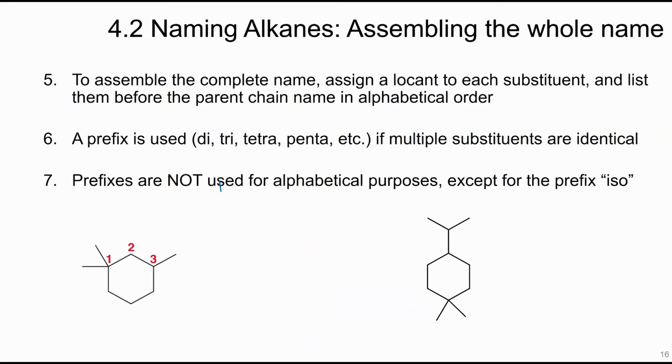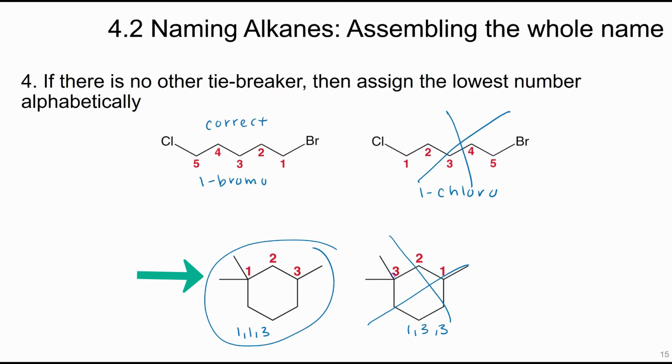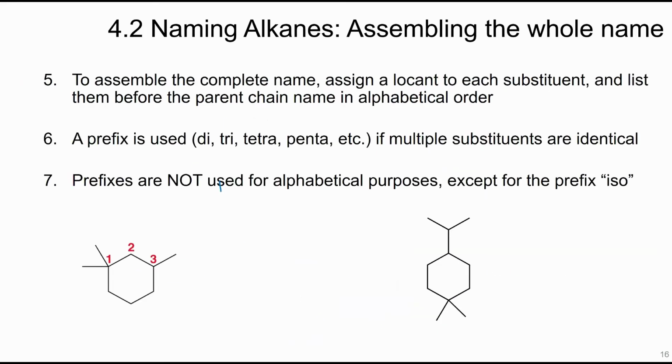So to put the name together, you would assign a locant to each substituent and list them before the parent chain in alphabetical order. If you have multiple groups like we saw previously with the 3 methyl groups, you would use a tri prefix, or you can use di or tetra if you needed. Tetra is for 4, penta is for 5. That's if the multiple substituents are the same. And then prefixes are not used for alphabetical purposes except for the prefix iso. So if you had 2 methyl groups, it would be dimethyl, but you would alphabetize by M. But if you had an isopropyl, it would be di-isopropyl. So this is the correct way.